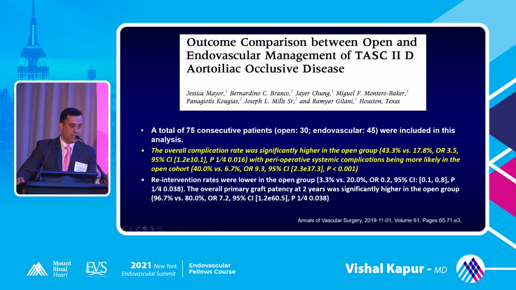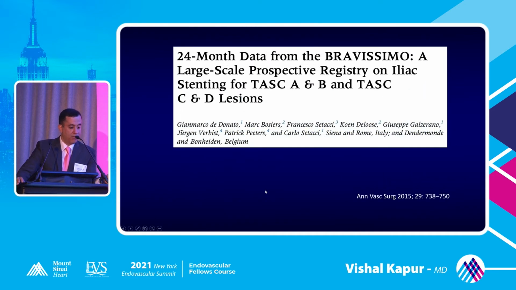Open versus endovascular is always an issue, like I talked about to begin with, especially in TASC D lesions. There was a very nice trial published from the Houston group, which followed 75 consecutive patients, treated pretty much equally, open being 30 and endovascular being 45. Overall, there were significantly higher complications in the open group, because of the increased morbidity and the complexity of the lesions as well. However, you can see that the primary patency and graft patency was still a little bit better in the surgical arm as compared to the endovascular arm.